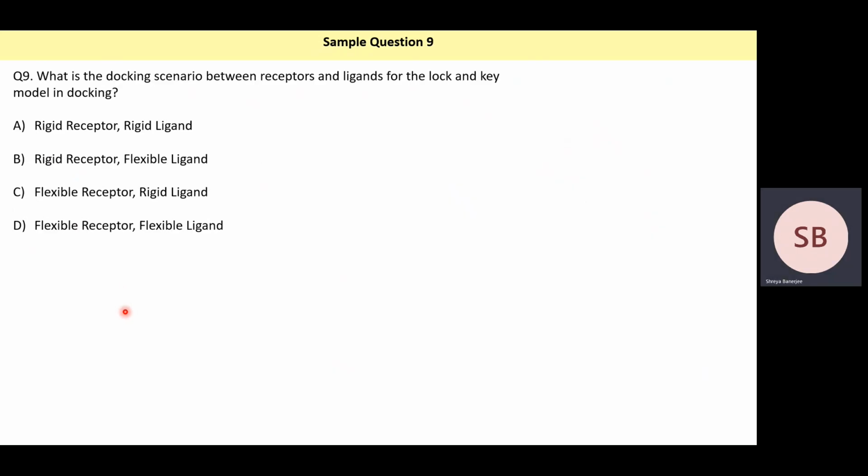The next question is, what is the docking scenario between receptors and ligands for the lock and key model in docking?